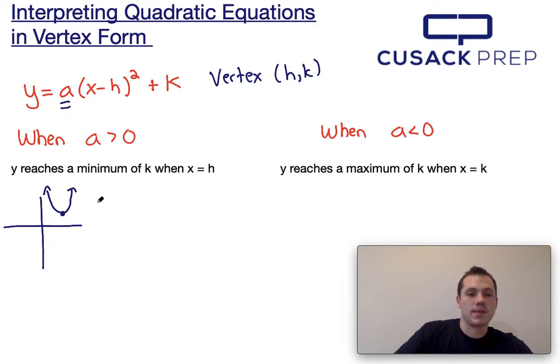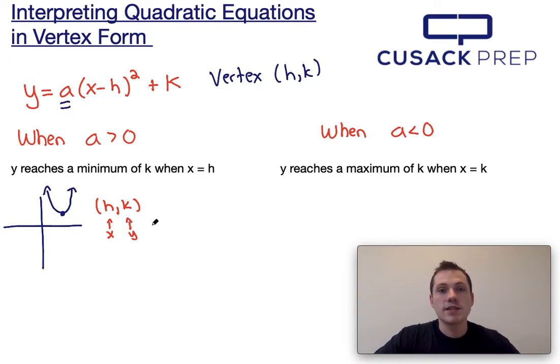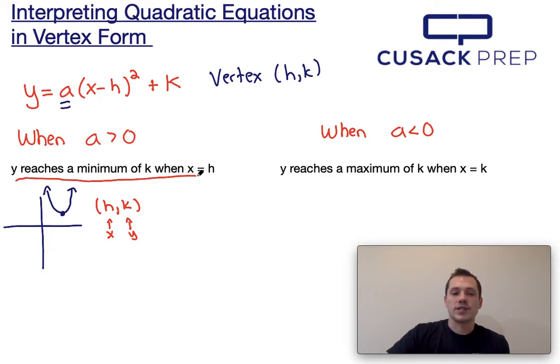And the coordinates of that minimum value are going to be the point h comma k, where h is the x coordinate of the minimum, and k is going to be the y coordinate of the minimum. So that allows us to generalize how we can interpret a quadratic equation that's presented in vertex form. And that's through this statement right here. We can say that y reaches a minimum of k. So the smallest y value that we get to is whatever k is. And this happens when x is equal to h.